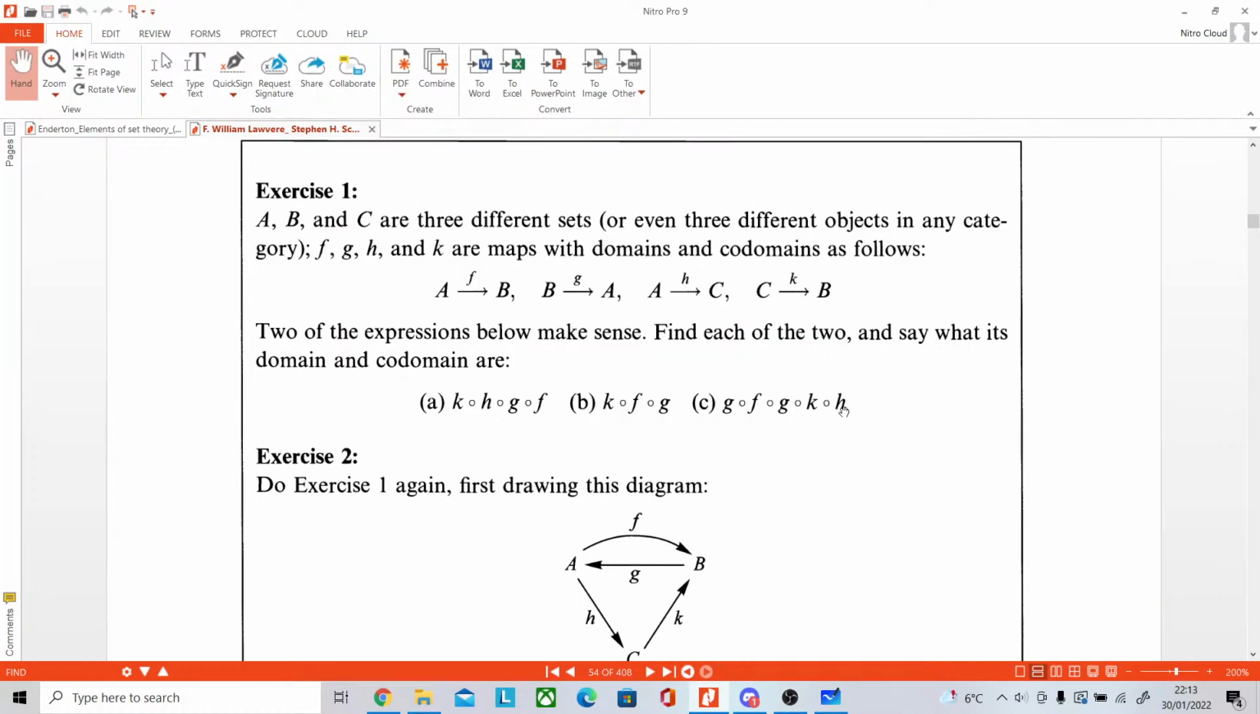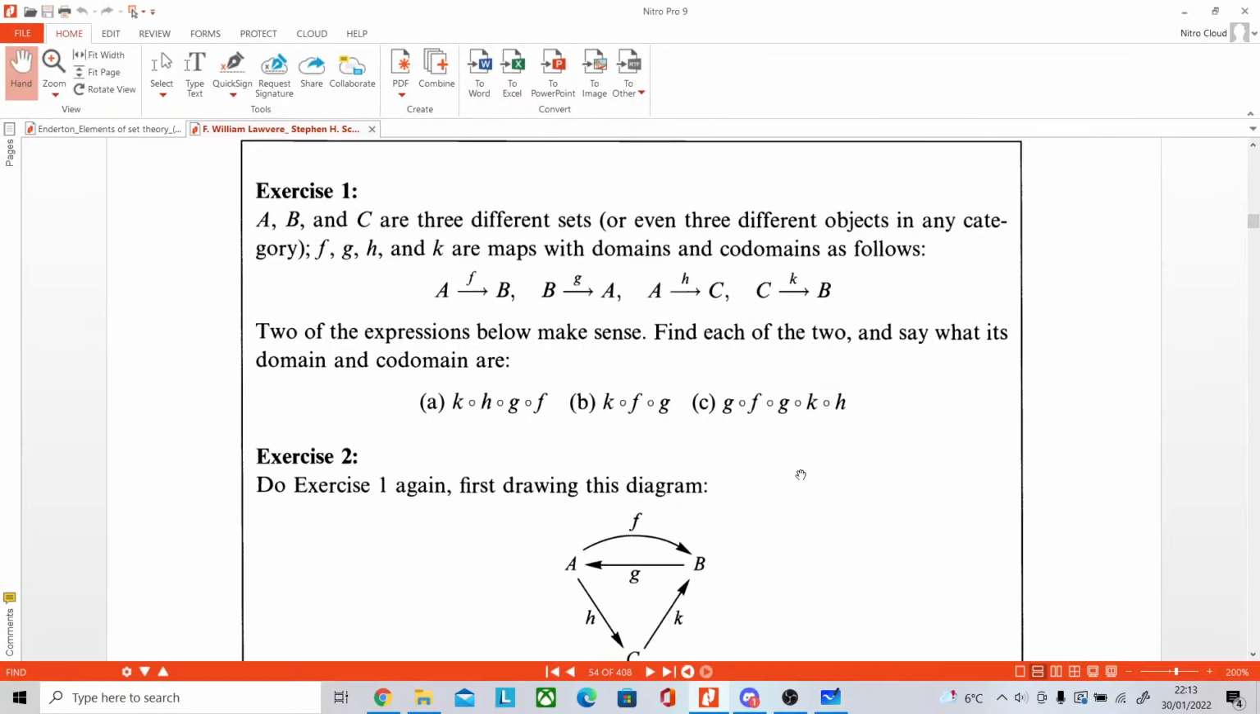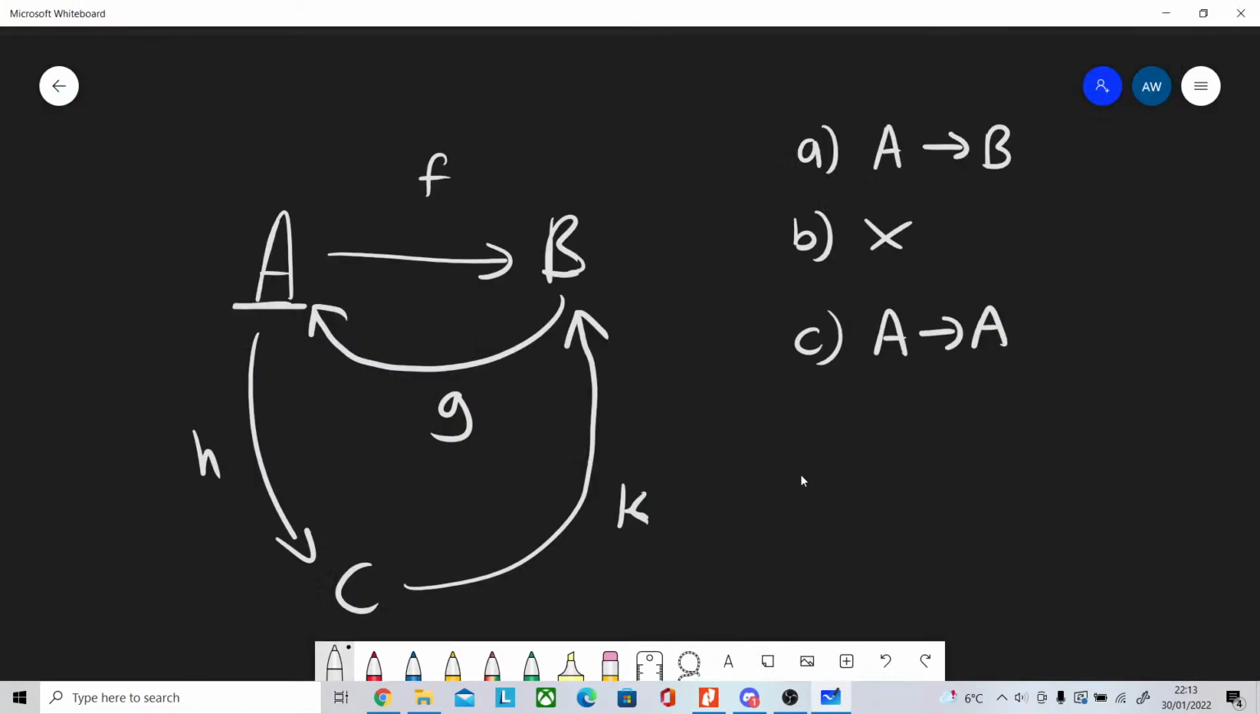C, we go from H, K, G, F, G. H, K, G, F, G. That makes sense. And it goes from A to A. So H, we started at A. K, G, F, G. We landed back at A again.